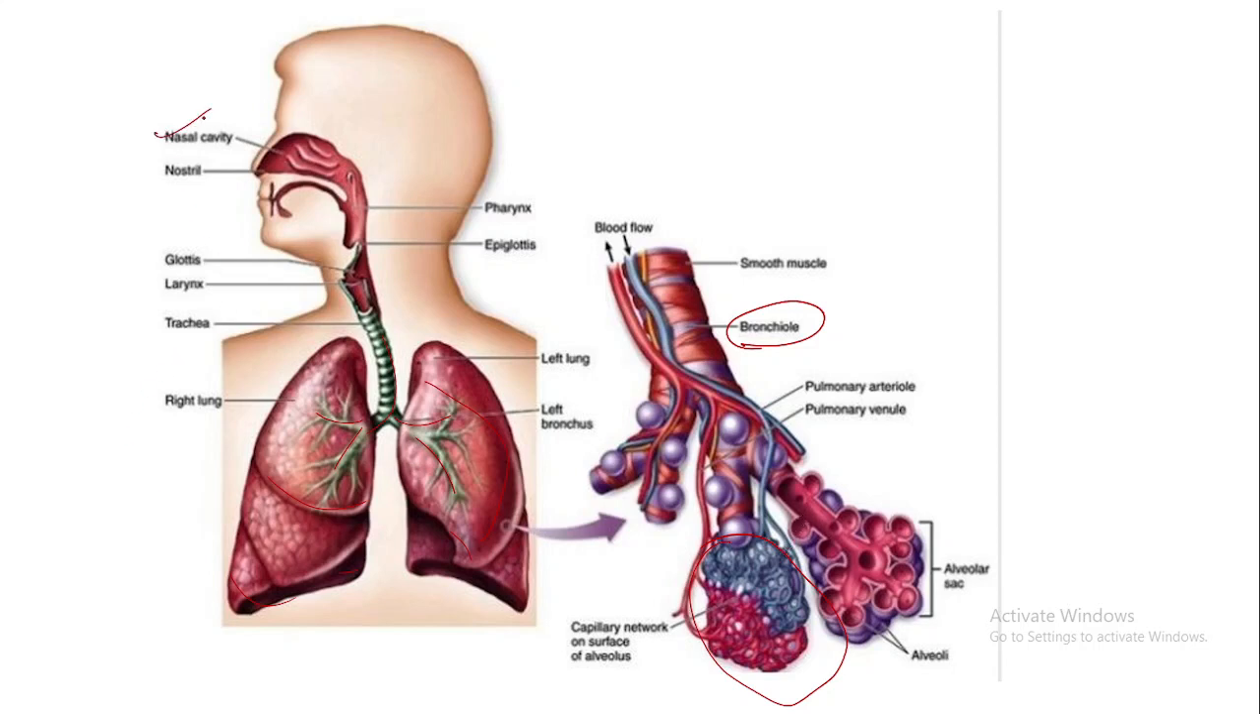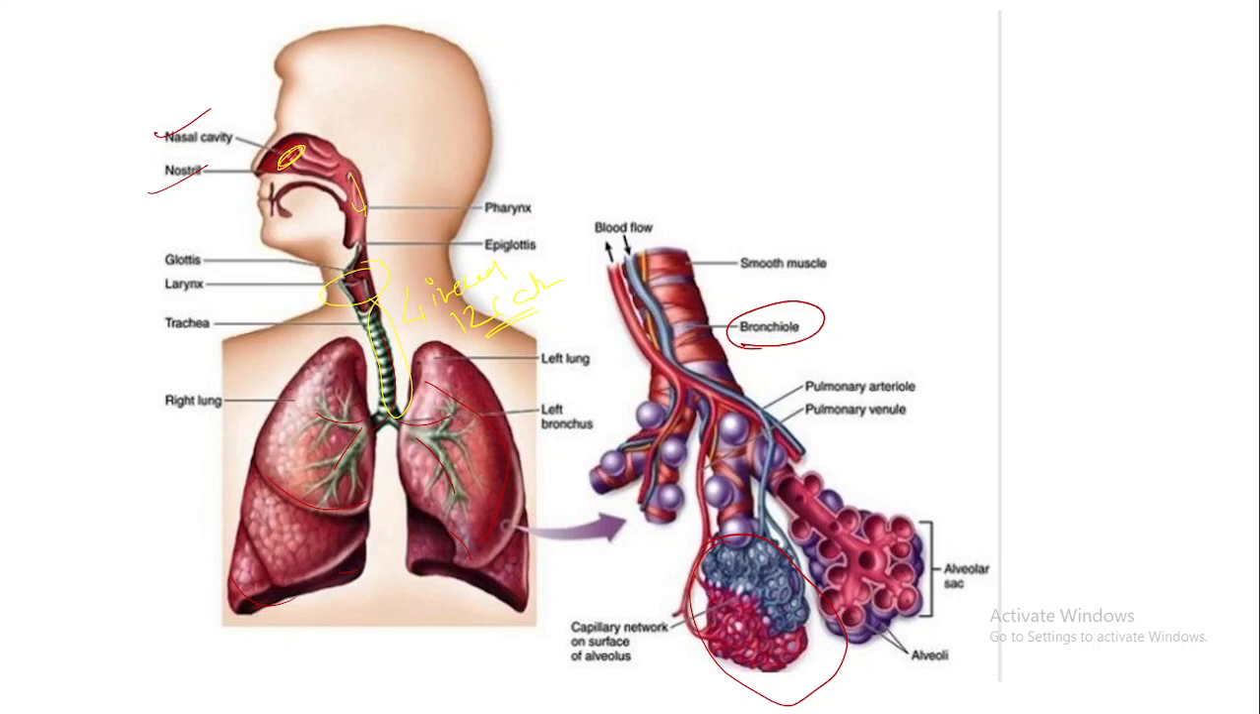Now the nasal cavity. The nostril is the opening, and inside it is the nasal cavity. Then we have the pharynx; the part of the pharynx associated with the nose is the nasopharynx. Then we have the epiglottis and glottis, then the larynx, the sound box. The trachea is a 4-inch structure made up of 12 incomplete, C-shaped cartilaginous rings.